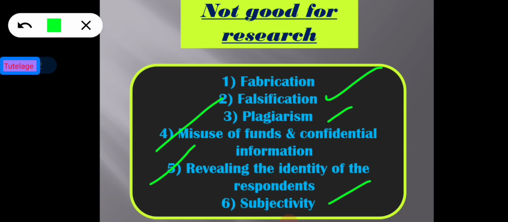Now going to the last point, that is subjectivity. We have already told that researchers should try to maintain the objectivity of the research. Research should always be free from the subjectivity of the researcher, and that means free from any personal biases, values, norms, morals, and opinions of the researcher. I think it is clear what is good for research and what is not good for research. So this basically indicates research ethics or research moral principles. I think all are clear to everyone.